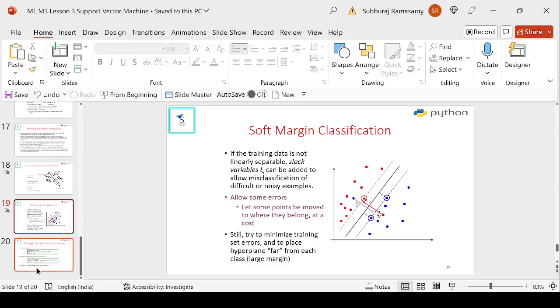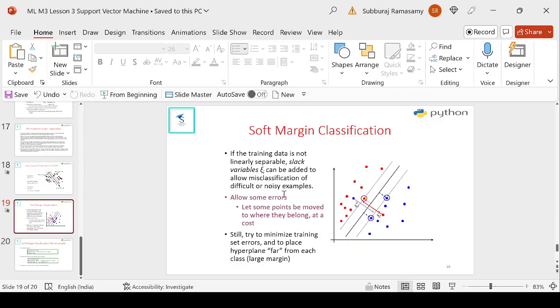So there is something called soft margin classification. That's important, you should know that. If the training data is not linearly separable, slack variables epsilon i can be added to allow misclassification of difficult or noisy examples. See here, this is all blue. You allow this blue dot on this side, and you allow the red dot on this side. So they are called slack variables, epsilon i.